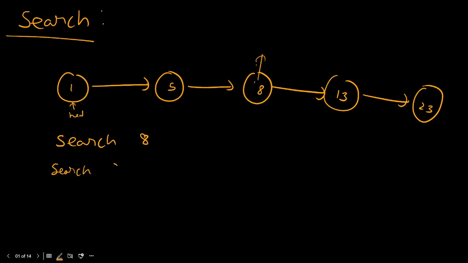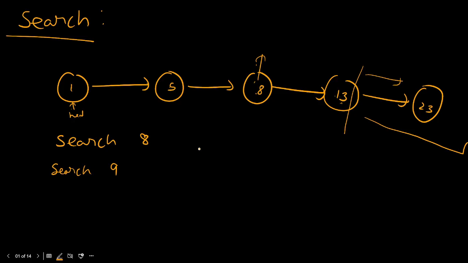9, again we start at the head. Is 1 equal to 9? No. Is 5 equal to 9? No. Is 8 equal to 9? No. Is 13 equal to 9? No. But do we really need to look past 13? We know our list is ordered. So if 9 were in the list, we would have already found it before we got to 13. So we'll just stop looking here. We don't need to waste time looking at the entire list.